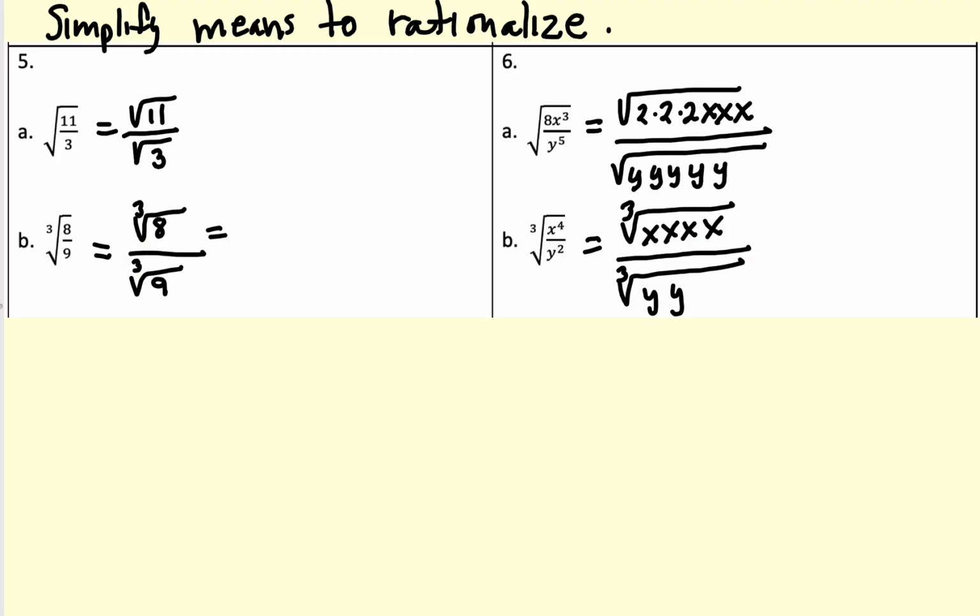Now let's talk about simplifying when we have a quotient. What we want to do is take the square root of a quotient and take the square root of the numerator over the square root of the denominator. We do not want to leave a square root in the denominator. So I'm going to multiply by the number 1.